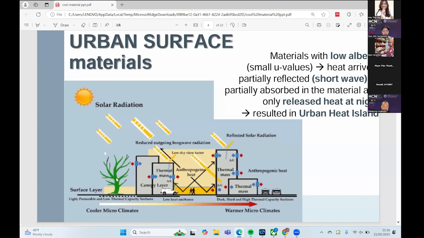Okay, when we have the material with low albedo, we call it a small U value, the heat arrives. We can see the yellow line here from the solar radiation. Heat arrives. Artificially, it will be reflected as a short wave. But when we have very dark material, it's going to be absorbed in the surface of the material. It can only release heat during the night. So this is what we call urban heat island.